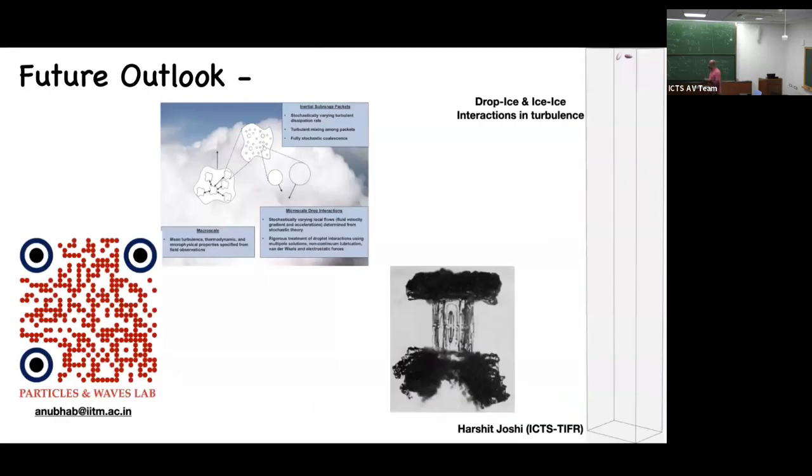And I spoke only about particle interactions being spheres. These simulations are borrowed from Harshit for spheroids. These are what would happen when you have ice crystals interacting. These are significantly challenging computationally. Whatever I said, they are exploiting the symmetry of spheres. So the moment you go for something more realistic, you can't do anything of that sort.